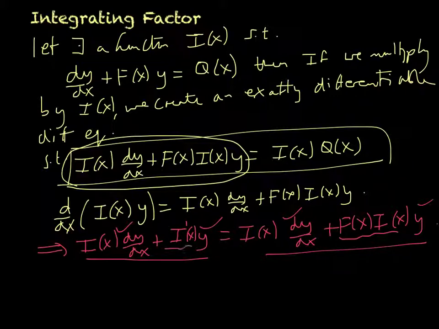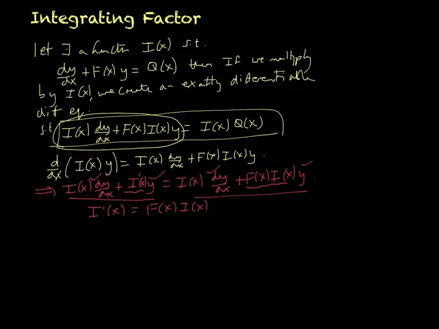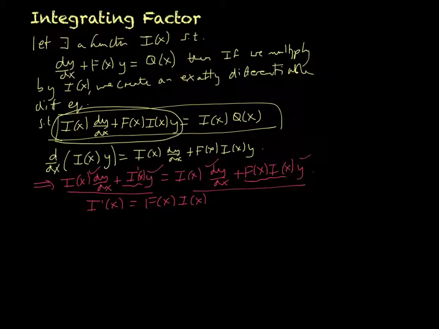But for this to be true, I prime of x must be the same as f of x I of x. This is looking promising. Let's carry on. So, if that is the case, then what I can do is start manipulating this and writing this as I prime of x over I of x equals f of x.